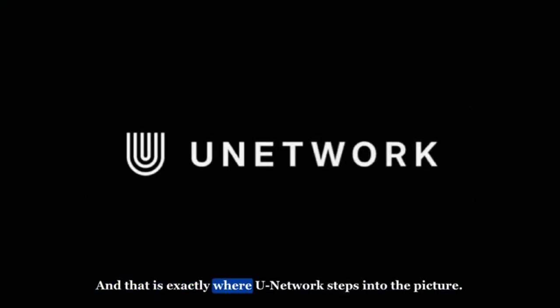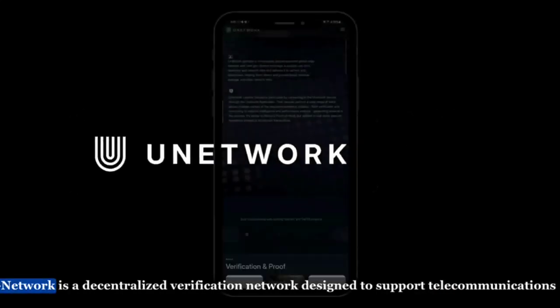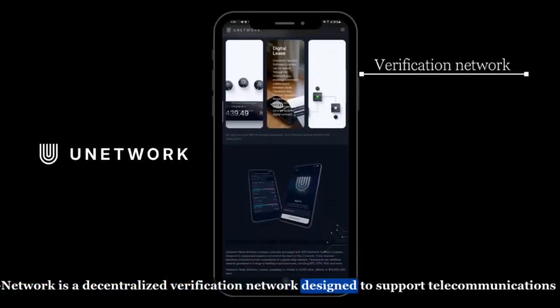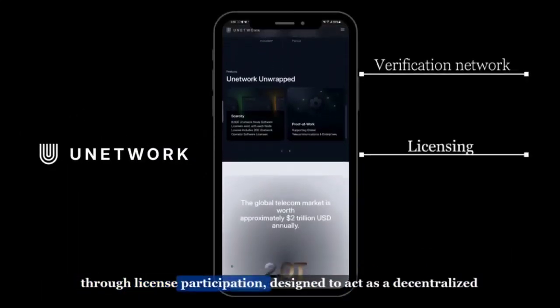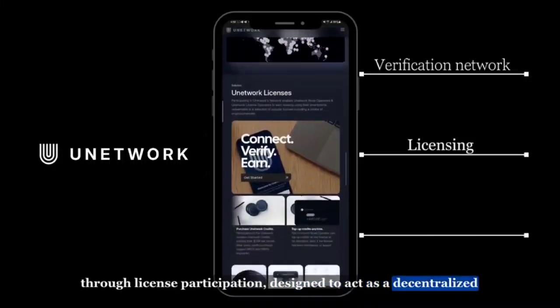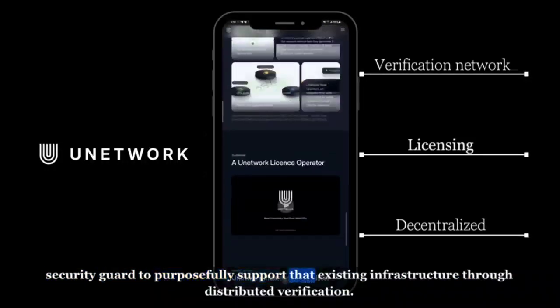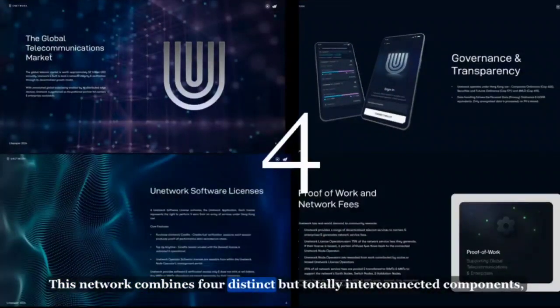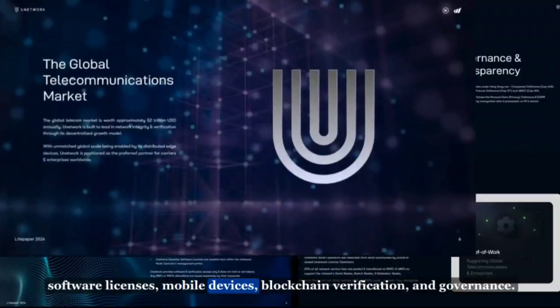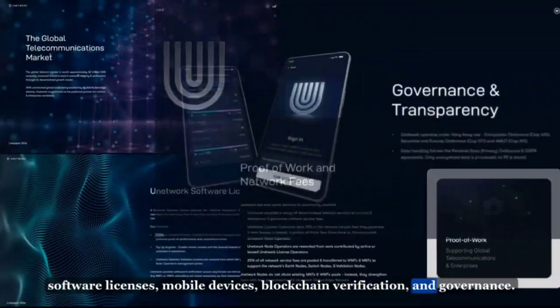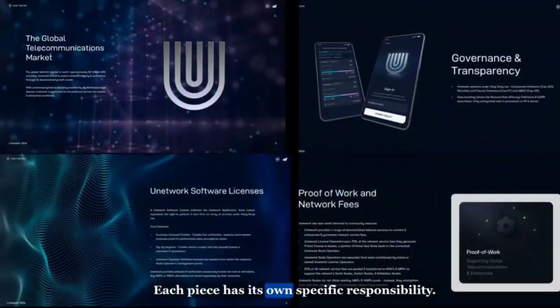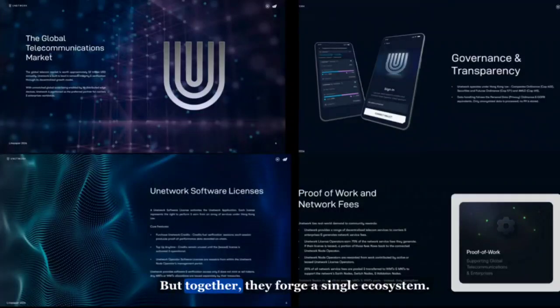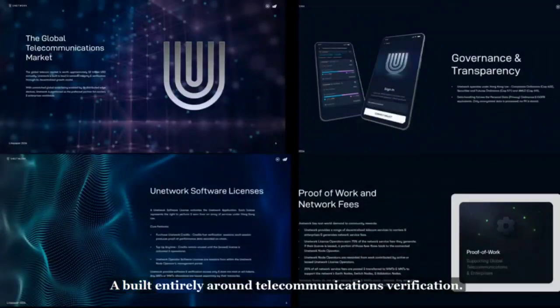And that is exactly where Unetwork steps into the picture. Unetwork is a decentralized verification network designed to support telecommunications through licensed participation, designed to act as a decentralized security guard to purposefully support that existing infrastructure through distributed verification. This network combines 4 distinct but totally interconnected components: software licenses, mobile devices, blockchain verification, and governance. Each piece has its own specific responsibility, but together they forge a single ecosystem built entirely around telecommunications verification.